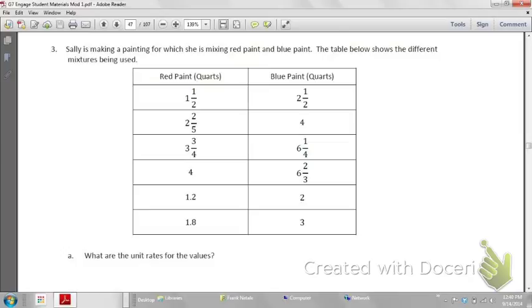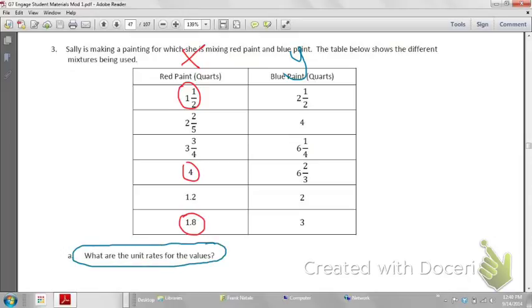Now, when a table is given to you like this, I'd like you to get into the habit of, and again, look what they've done. They've given you fractions here, a whole number here, and decimal values here. But when you get something like this, I want you to always think of this table in these terms. Think of this as x on the left, and on the right, this is y. Because the first question is going to be, what are the unit rates for the values? And they're talking about these values here.